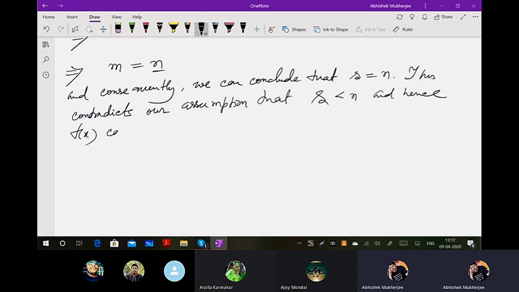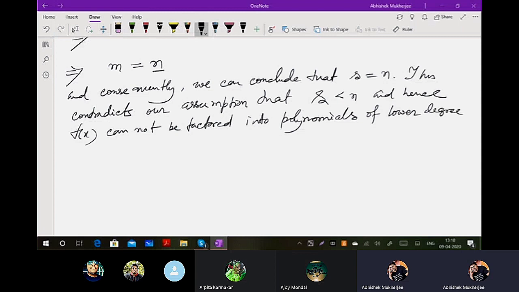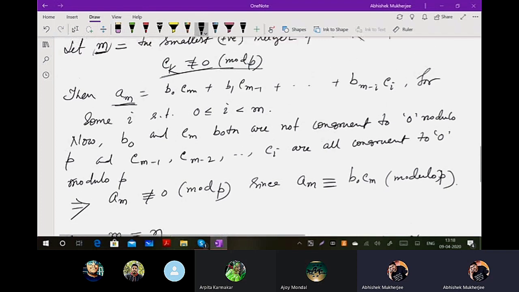That is, f(x) cannot be factored into polynomials of lower degree in the ring Z[x]. So this is the way of proof.